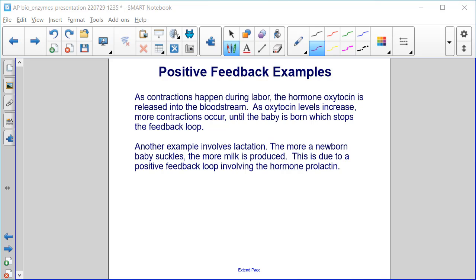Here are some positive feedback examples. As contractions happen during labor, the hormone oxytocin is released into the bloodstream. As oxytocin levels increase, more contractions occur until the baby is born, which stops the feedback loop. Another example involves lactation. The more a newborn baby suckles, the more milk is produced. This is due to a positive feedback loop involving the hormone prolactin.